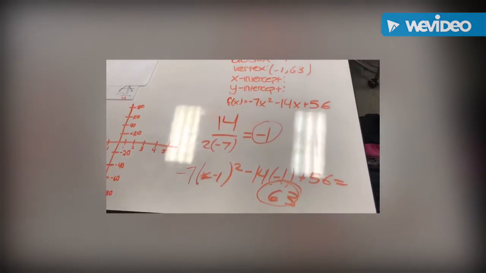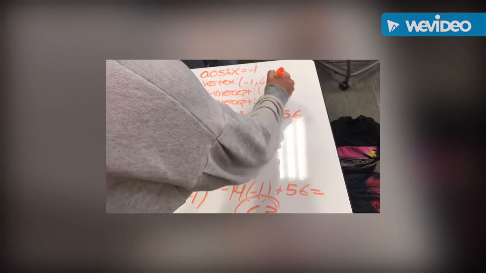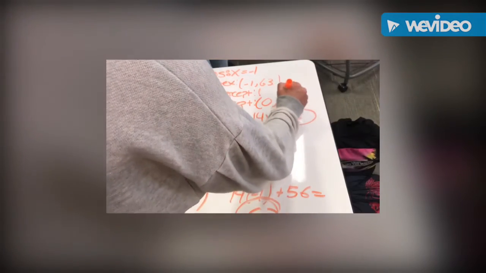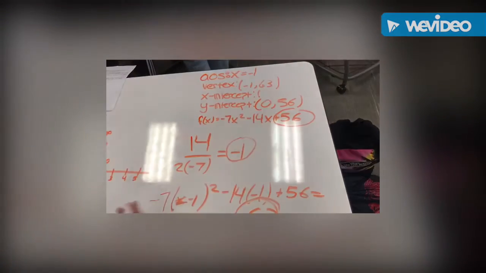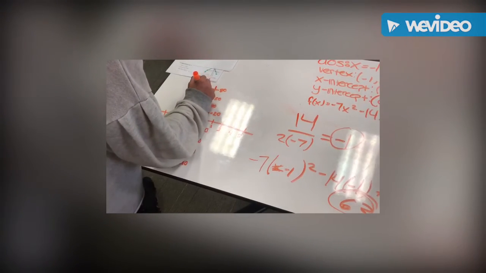And then the x-intercept is just, you put a 0 in the front. Oh no, the y-intercept. You put a 0 in the front, and then you take the c and you put it right here. And then to graph it, you go to negative 1, 63.